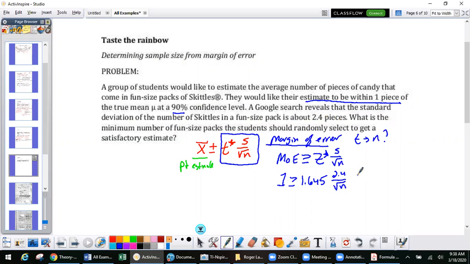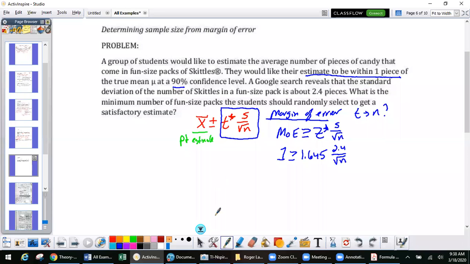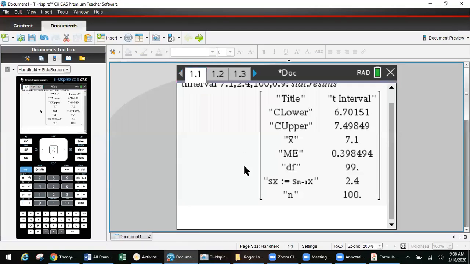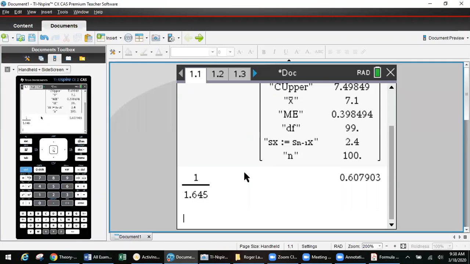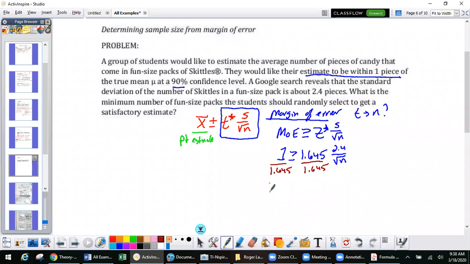Here's my equation, and now I need to go back through and solve this. Depending on your math, it's up to you. The first step is to divide by 1.645. I'm going to use a calculator here. 1 divided by 1.645 is 0.607. Remember, I'm going to round on here, but I'm not going to round in the calculator. I want to solve for n, so now I multiply both sides by the square root of n.